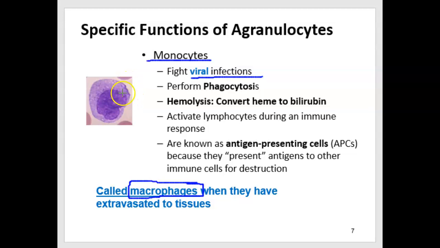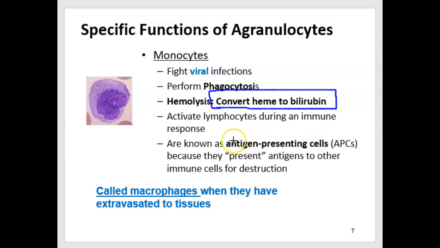Monocytes are noticeable because their nucleus is basically rounded, and it usually has this little indentation. The nucleus almost looks kidney shaped. These monocytes can perform phagocytosis of virally infected cells. They also can convert heme to bilirubin, which we talked about before, and they can activate lymphocytes during an immune response.